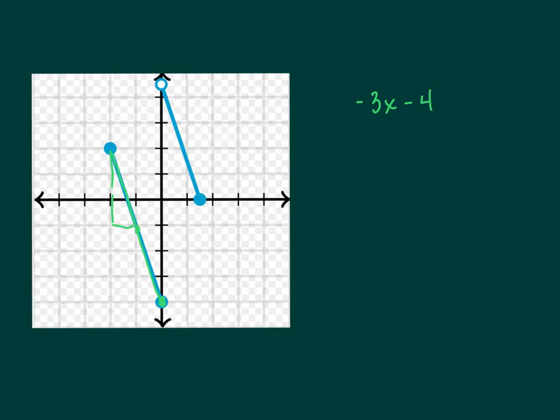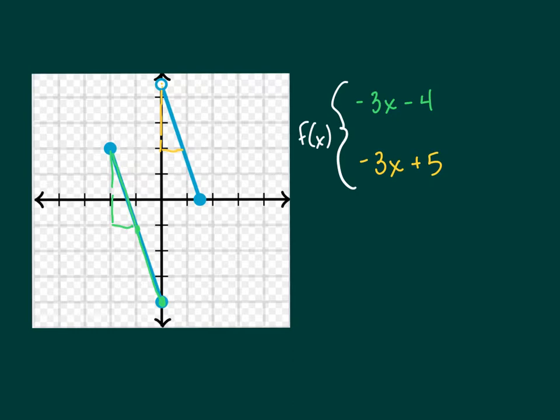The other one has also a slope of -3. This y-intercept is 1, 2, 3, 4, 5. So that one is -3x plus 5. So those are my equations. That's part of it. That's f of x for those 2 equations. And now I have to add the domain restrictions.